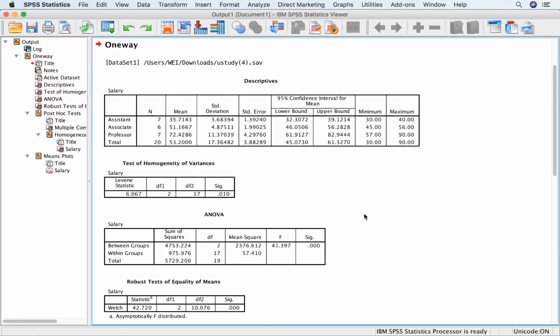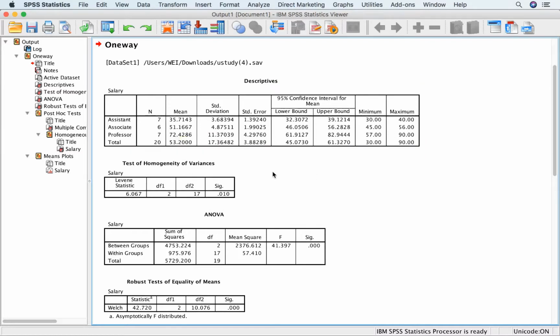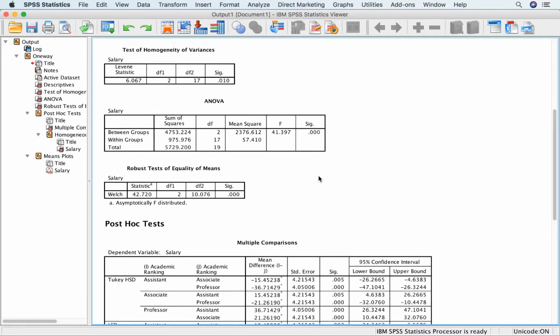And there we have it. So first of all, we see the descriptives. The descriptive statistics is going to tell you how many, which is the N, how many people are in each group. So we have 7 assistant professors, 6 associate, and 7 professors. And that's their mean income, their mean salary, and standard deviation, and so on and so forth. So excuse me, the next test is going to be the homogeneity test that I mentioned earlier.